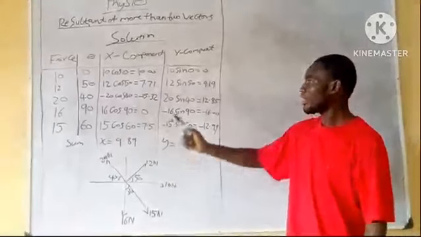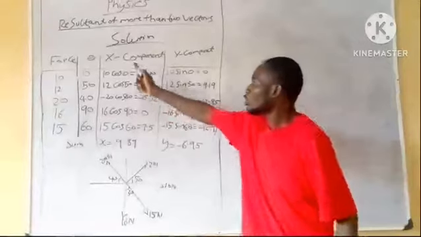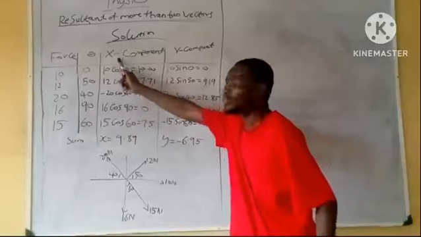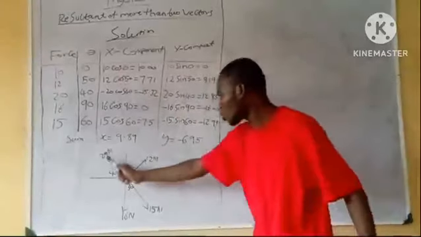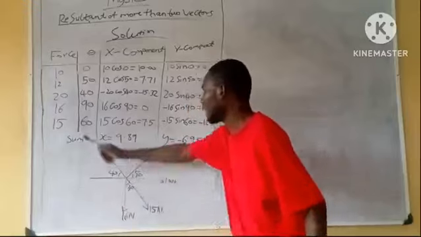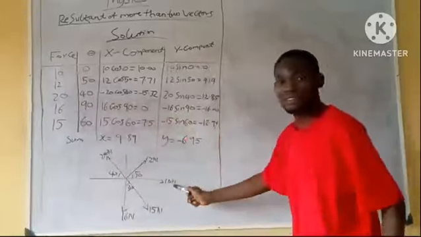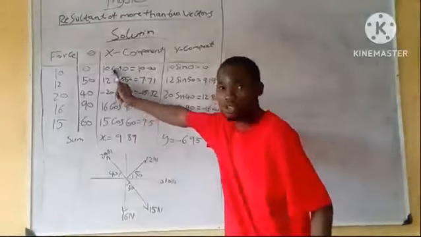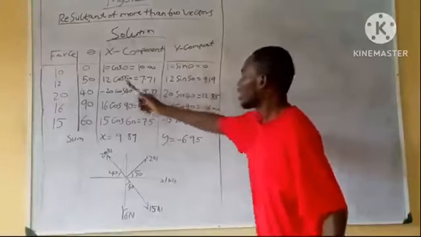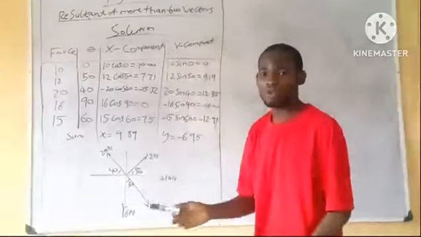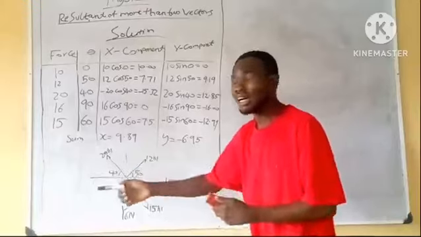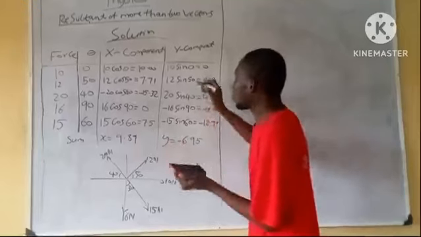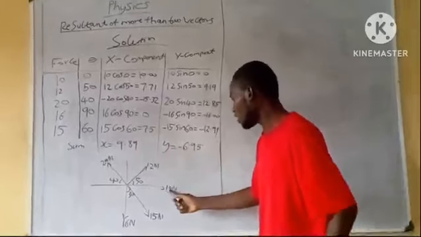Now in this case, like I said earlier, you resolve each of these forces to their horizontal and vertical components. Now look at it. Let's add the 10. This is your 10. If you resolve this 10 to the horizontal component and to the vertical component, remember, to resolve to the horizontal component is cos theta, and to resolve to the vertical component is sin theta.